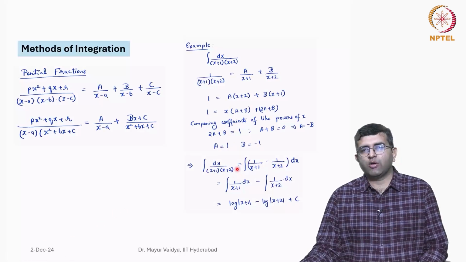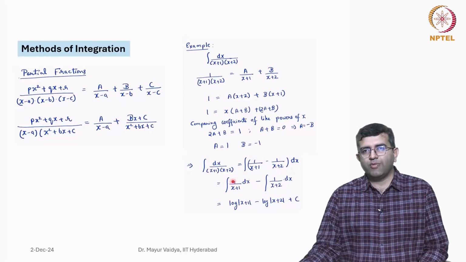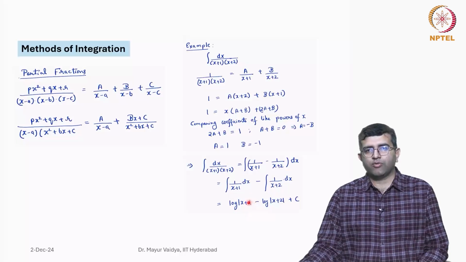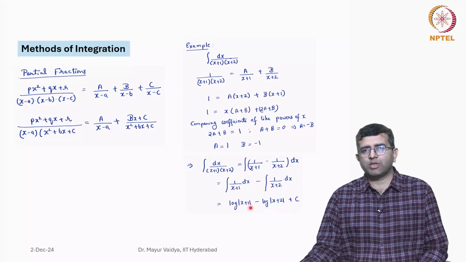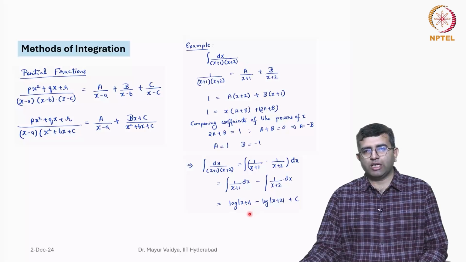And therefore, now the integral can be split as the integral of 1 by (x + 1) minus 1 by (x + 2). We can separate these integrals into 2, and the integral of 1 by x we saw a few minutes back, that it is equal to log of (x + 1) minus log of (x + 2). Just remember that log of (x + 1) minus log of (x + 2) can also be written as log of (x + 1) divided by (x + 2).